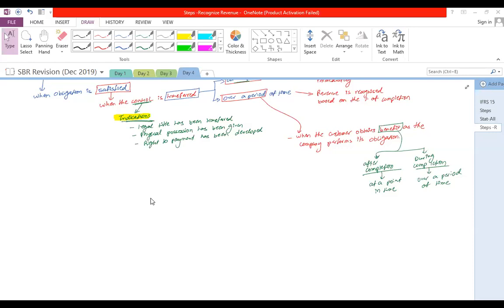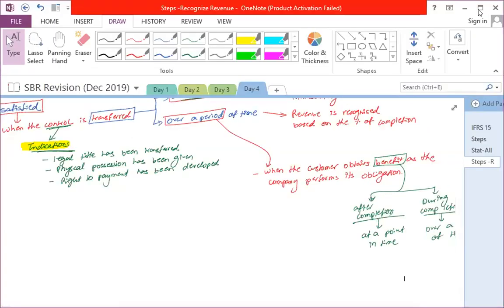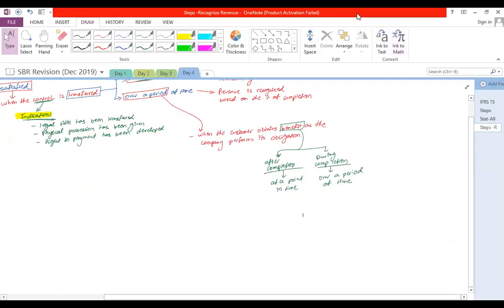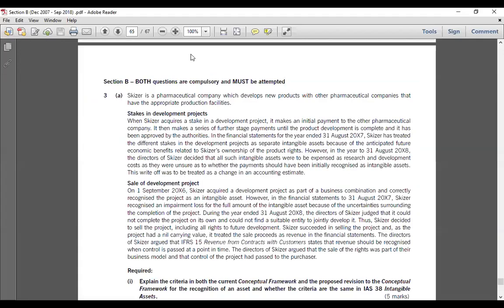Jesse, there's no current issue on IFRS 15. Imran, IFRS 9 will be covered after this standard.